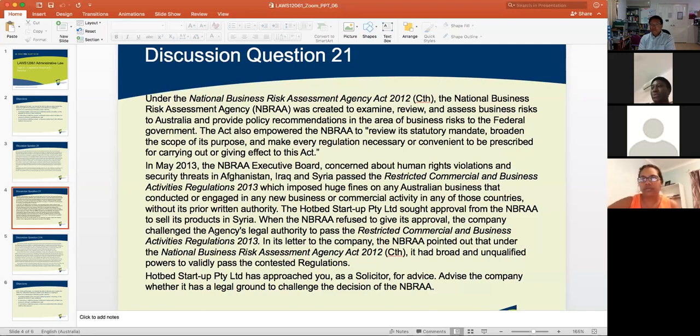Okay, so the question's asking whether the agency has the power to impose these fines, and whether that comes under the powers they've been granted by statute. And I think because the powers seem to be quite broad, and it can review its own statutory mandate and broaden its scope of purpose, on that basis they would try and argue that they've extended their scope to include imposing these fines on companies that trade with certain countries.